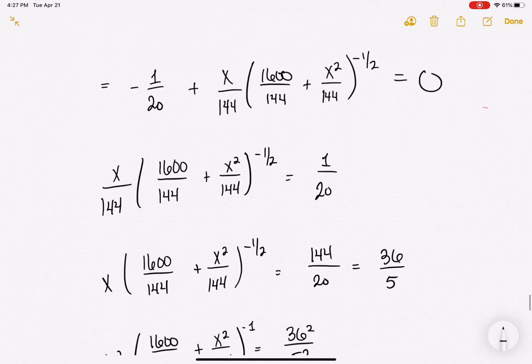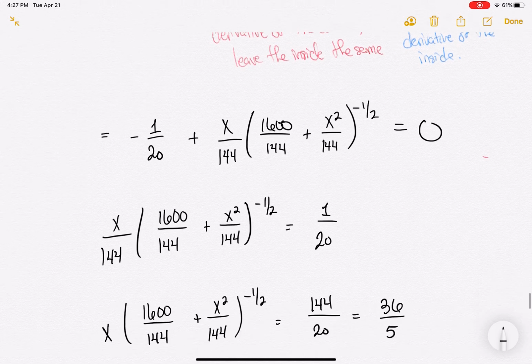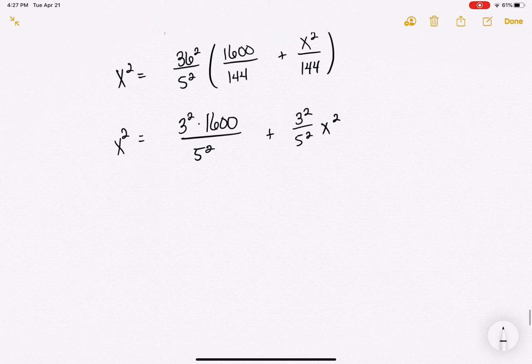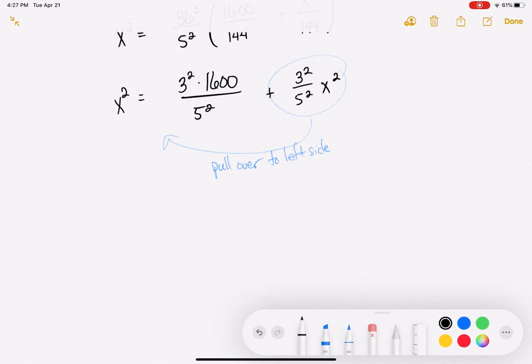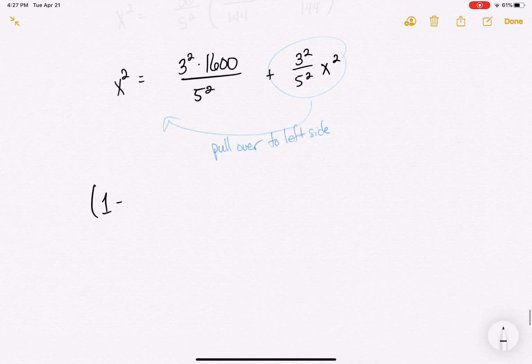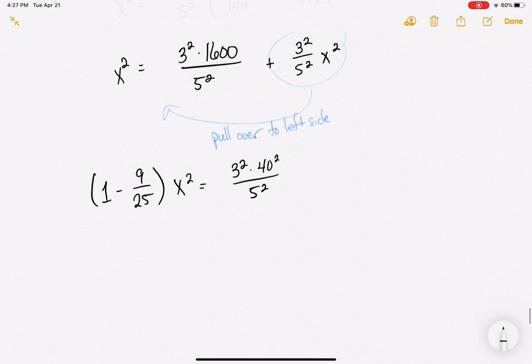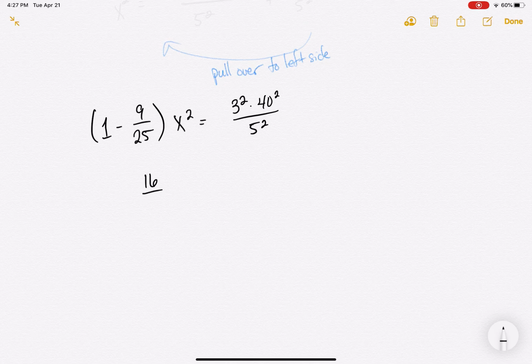Oh, this whole time I missed... no, I did everything right. Yes, I did everything right. So I pull this term over and pull that over to the other side. If I pull that over to the left side, I really get 1 minus 9 over 25 x squared equals 3 squared, that's really 40 squared, right, over 5 squared. And over here, this is actually 16 over 25 x squared equals 3 squared times 40 squared over 5 squared.